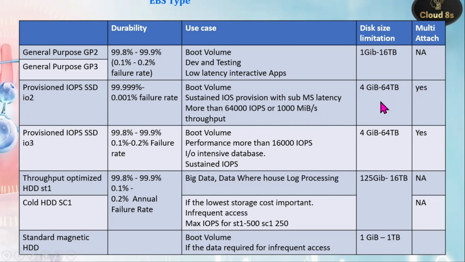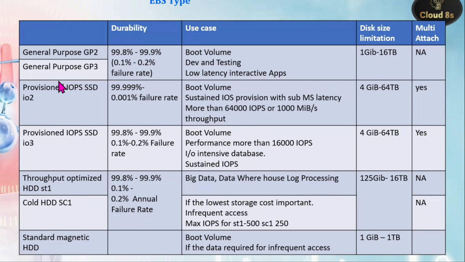The disk size is 4 GB to 64 TB. Here you can see multi-attach is also supported on IO2. This will help if you have a critical EC2 or anything like that. IO3 is also similar to IO2. Here also we can use it as a boot volume. Apart from that, we can get more than 16,000 IOPS compared to IO2. Along with that, if we have an intensive database that requires sustained IO, we can use IO3 also. The disk size remains the same as IO2, and multi-attach also works.